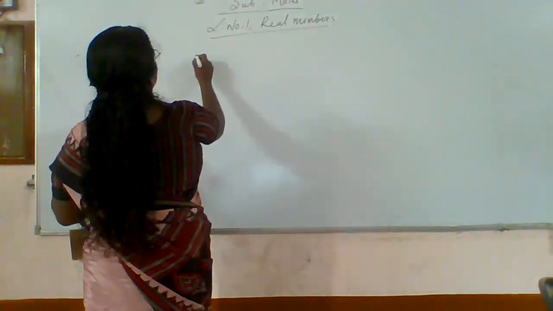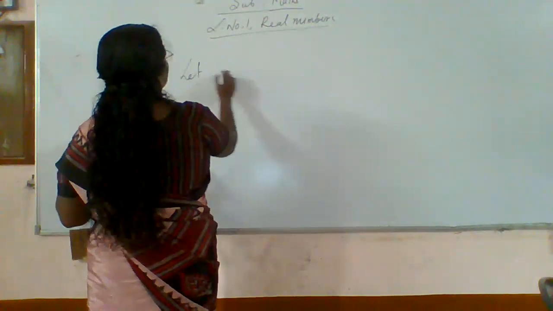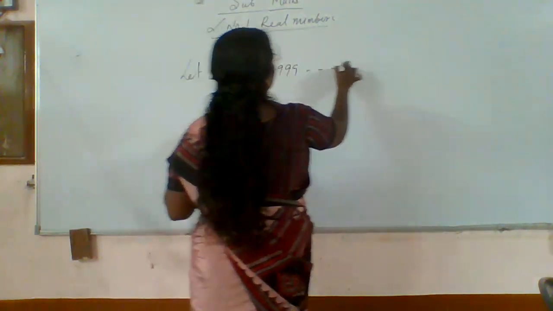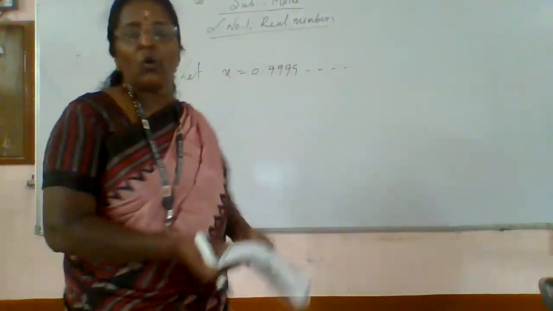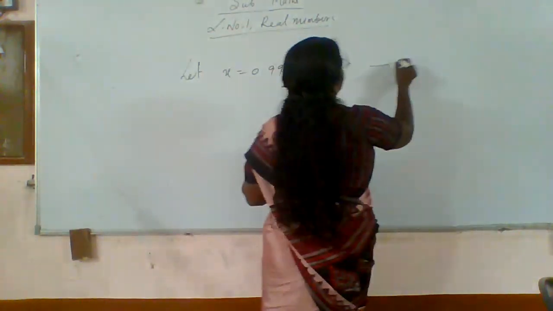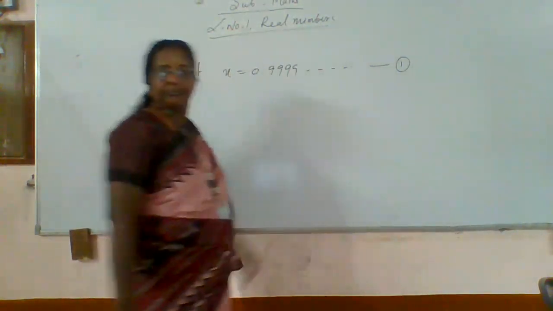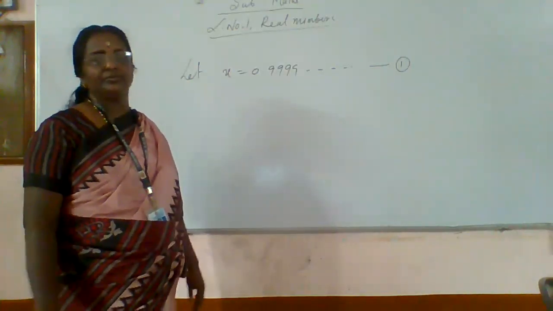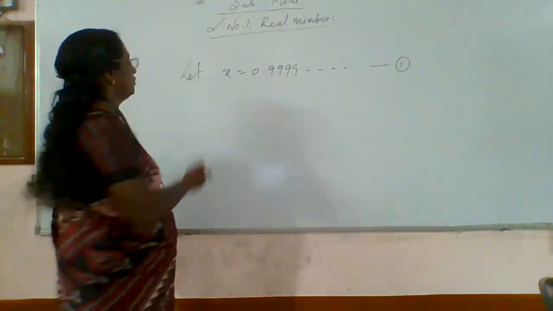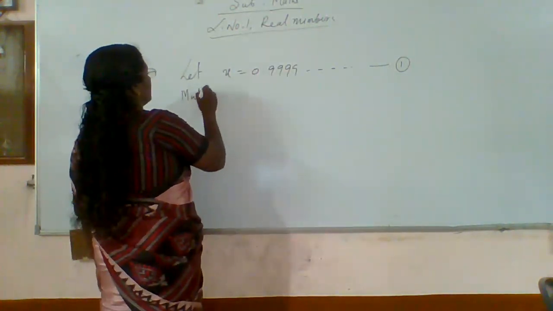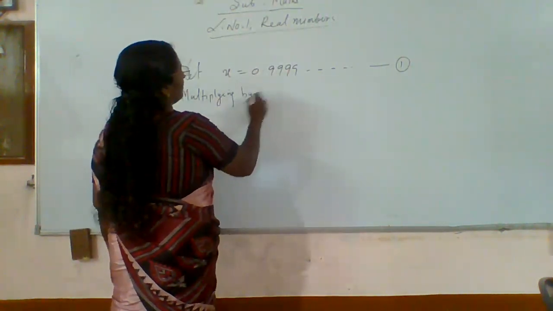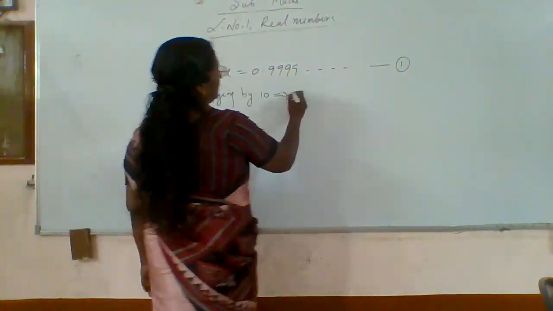Listen. Let x is equal to 0.99999, etc. So here after the decimal point, all the digits are repeating. Therefore, we will put this as equation 1. This is a very easy method for you. Now, how many digits are repeating? The same digit 9 repeating several times. So multiplying by 10.